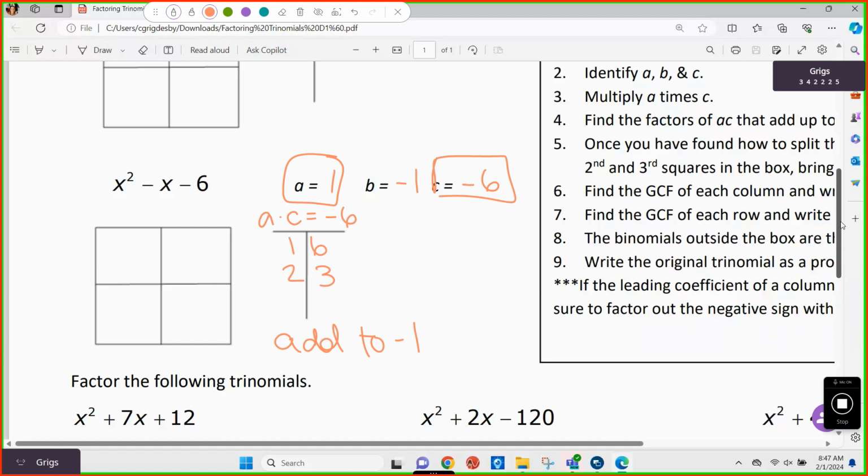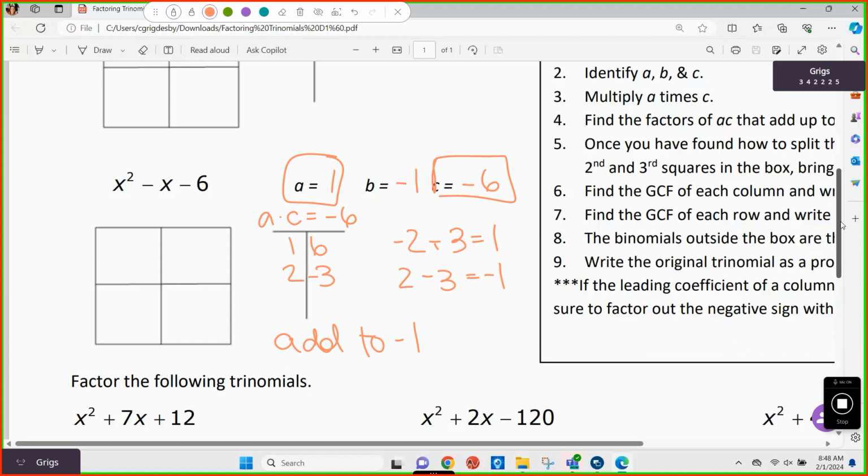So 1 minus 6 gives me -5, right? 6 minus 1 gives me 5. Is that a good contender? No. Think about it this way. -2 plus 3 gives me 1, but 2 minus 3 gives me -1. Do you see it? Which one does the negative go with? 3.